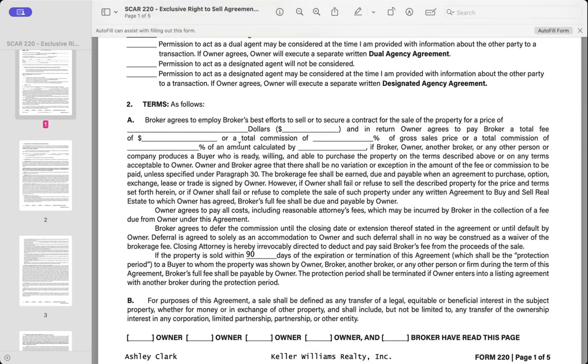Section 2 discusses the terms of the agreement. This is where the purchase or the listing price of the property would be listed, as well as what the total commission percentage would be agreed upon to be paid to the broker.